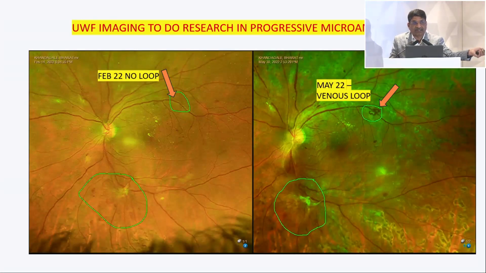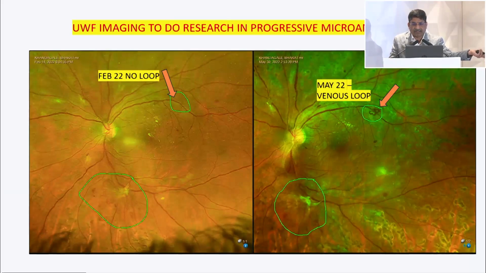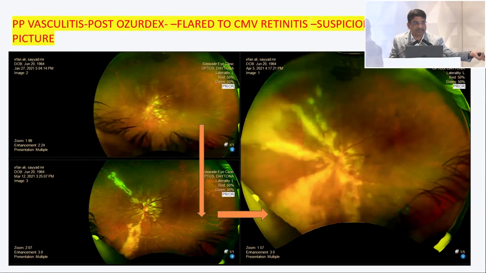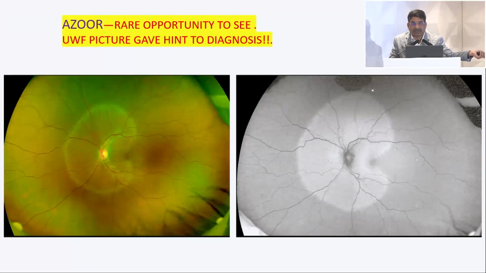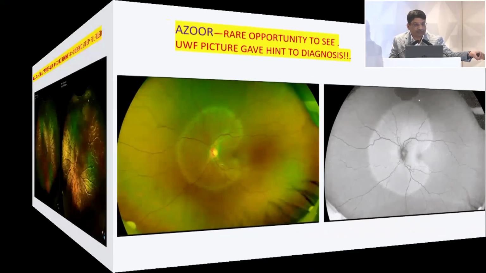In 3 months he came with venous loops and PVR changes, and it was progressive. This is one of the post-pyrexial vasculitis cases where we used to give Ozurdex, and because of ultraviolet field photography, it gave me the hint that the patient had developed CME induced because of the Ozurdex. These are cases which otherwise were not possible. The photo gives me the hint.